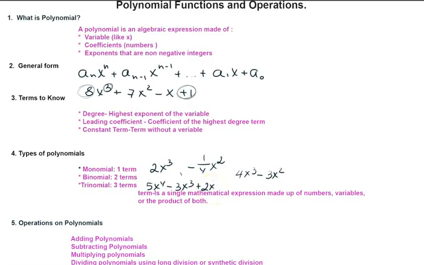And then we're going to go over the operations of polynomials. That's addition, subtraction, multiplication, like with numbers, but it's going to be with polynomials. And then division, which is going to be either long division or synthetic division. And I will go over operations in the next session.